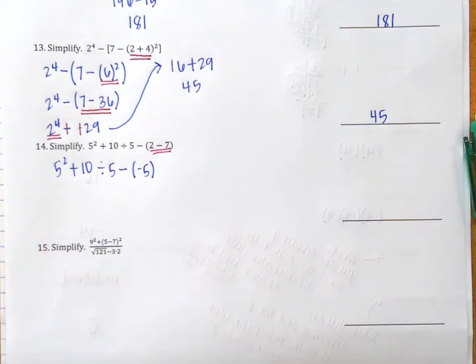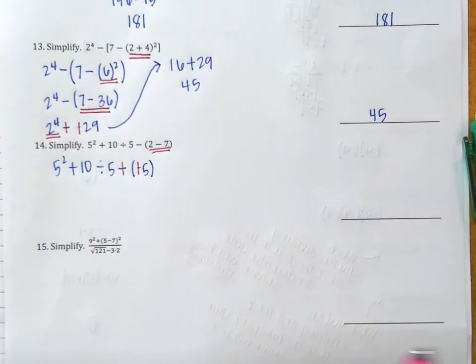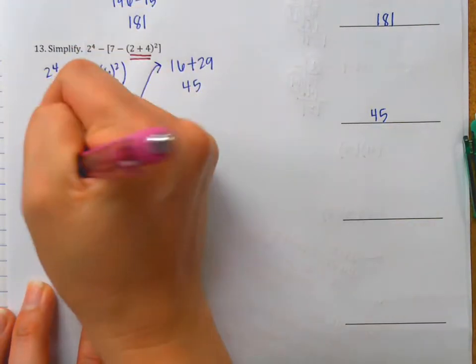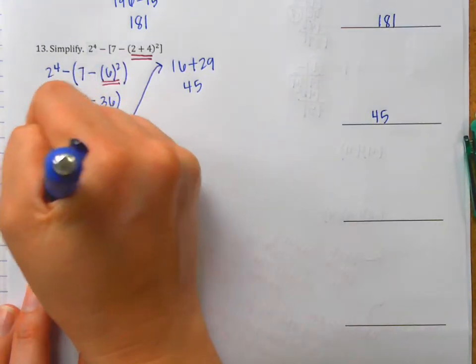I don't really need those parentheses, and I know a minus and a minus are going to make a positive. So I did my grouping symbols. I am now going to move on to exponents, which is just that 5 squared. 5 times 5 is 25.